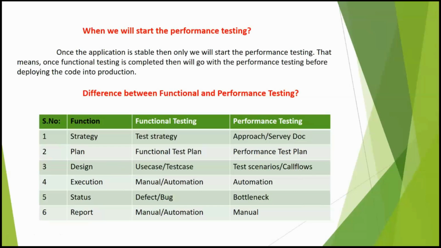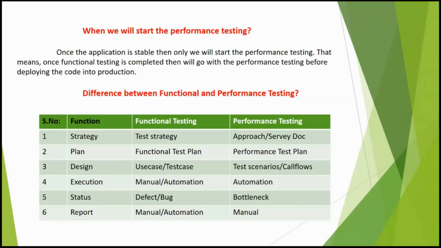Let's go with the strategy. In functional testing, we call it a test strategy. In performance testing, we call it an approach or survey document. In the same way, for the plan, in functional testing we have a functional test plan. In performance testing, we have a performance test plan. For the design, in functional testing we call it a use case or test case. In performance testing, we call it test scenarios or call flows.